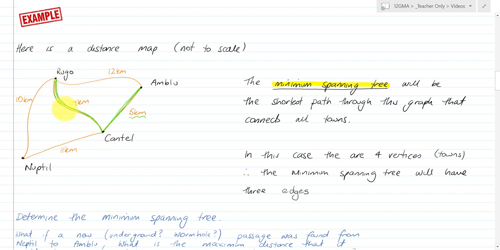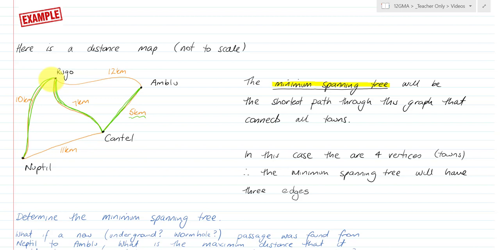And so I could connect Nuptial using the 11 kilometre one to Cantal, but I'm going to connect it to Rugo because that's only 10 kilometres. And so this looks like my minimum spanning tree, the 10, the 7 and the 5. An example here might be perhaps you're a postman and you need to travel between these 4 towns and you want to make sure that you do it in the shortest possible time or distance. And this would be a solution to that.